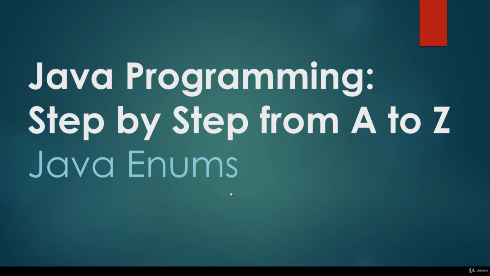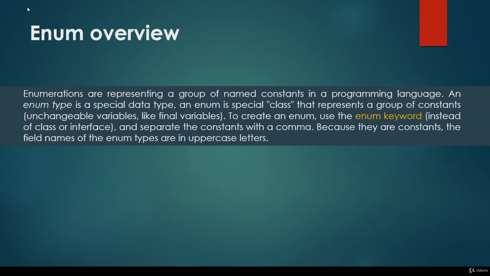In this lecture, we are going to talk about enums. So first of all, you may pose the question: what are enums? Enums, or enumerations, are representing a group of named constants in a programming language. An enum type is a special data type, basically a special class that represents a group of constants, which are unchangeable variables. Of course, constants are unchangeable variables, like final variables in Java.